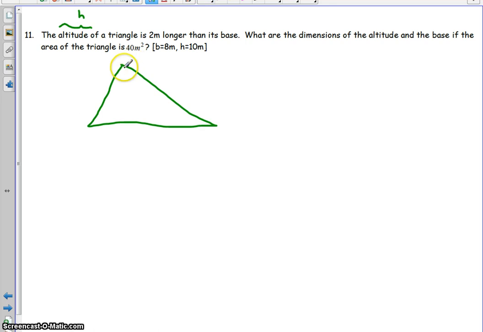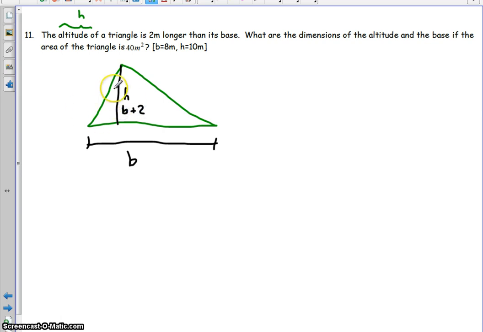Okay, so what we know here is that we have a height. And we know that this height is going to be 2 meters longer than its base, and this over here is going to be the base of the triangle. Obviously it isn't drawn to scale because the altitude is longer than its base, but we know if this is our base, our height should be equal to the base plus 2.